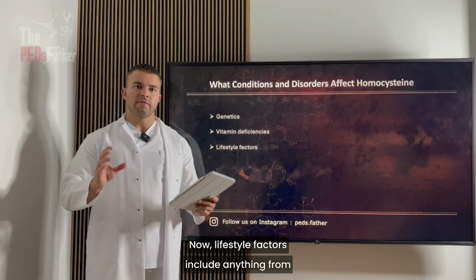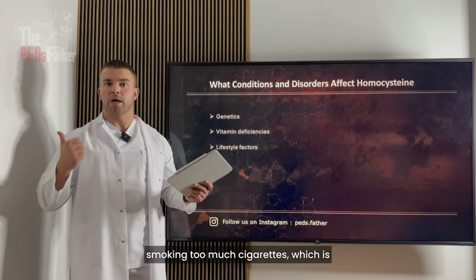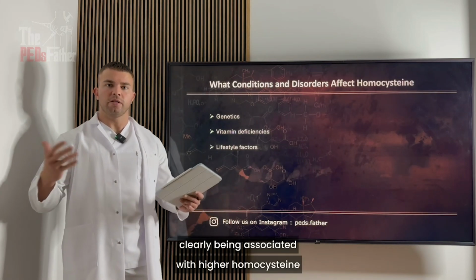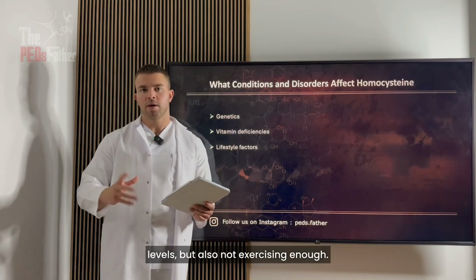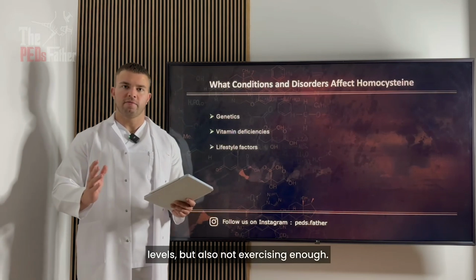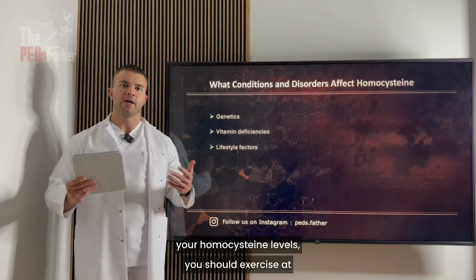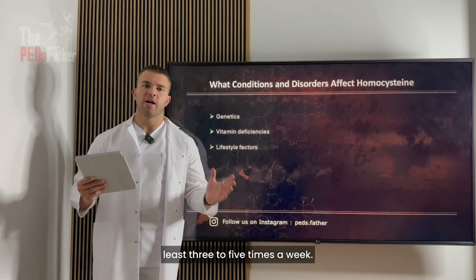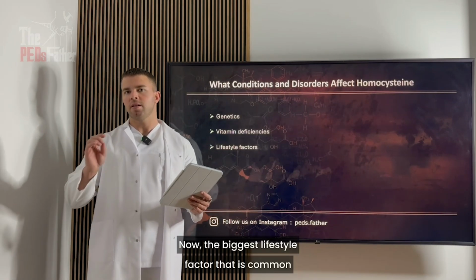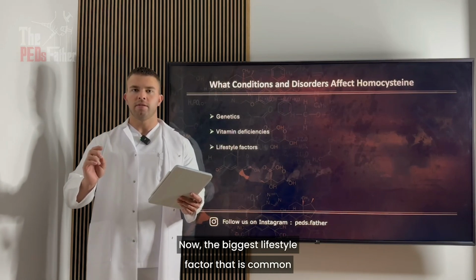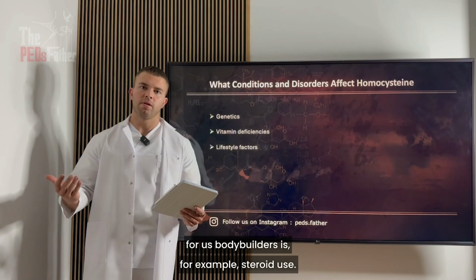Now, lifestyle factors include anything from smoking too many cigarettes, which is clearly associated with higher homocysteine levels, but also not exercising enough. For example, if you want to decrease your homocysteine levels, you should exercise at least 3 to 5 times a week. Now, the biggest lifestyle factor that is common for us bodybuilders is, for example, steroid use.